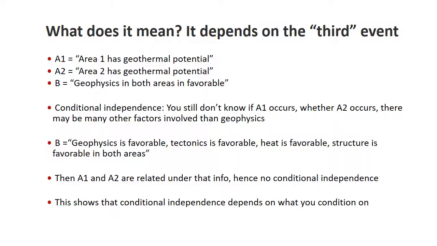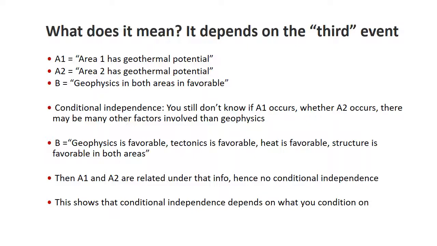The situation changes, however, if you increase B in terms of the information it carries. Imagine that B now contains many factors, including the fact that area one and area two are close by, their geophysics is favorable, tectonics are favorable, maybe they have a similar tectonic setting, heat is favorable, and the structural setting in that area is very favorable as well. Then, of course, knowing B, we can no longer say that if I know A1, then I know nothing about A2. In fact, the fact that A1 has considerable potential will then also mean that A2 has considerable potential. So in that case, we cannot assume conditional independence.